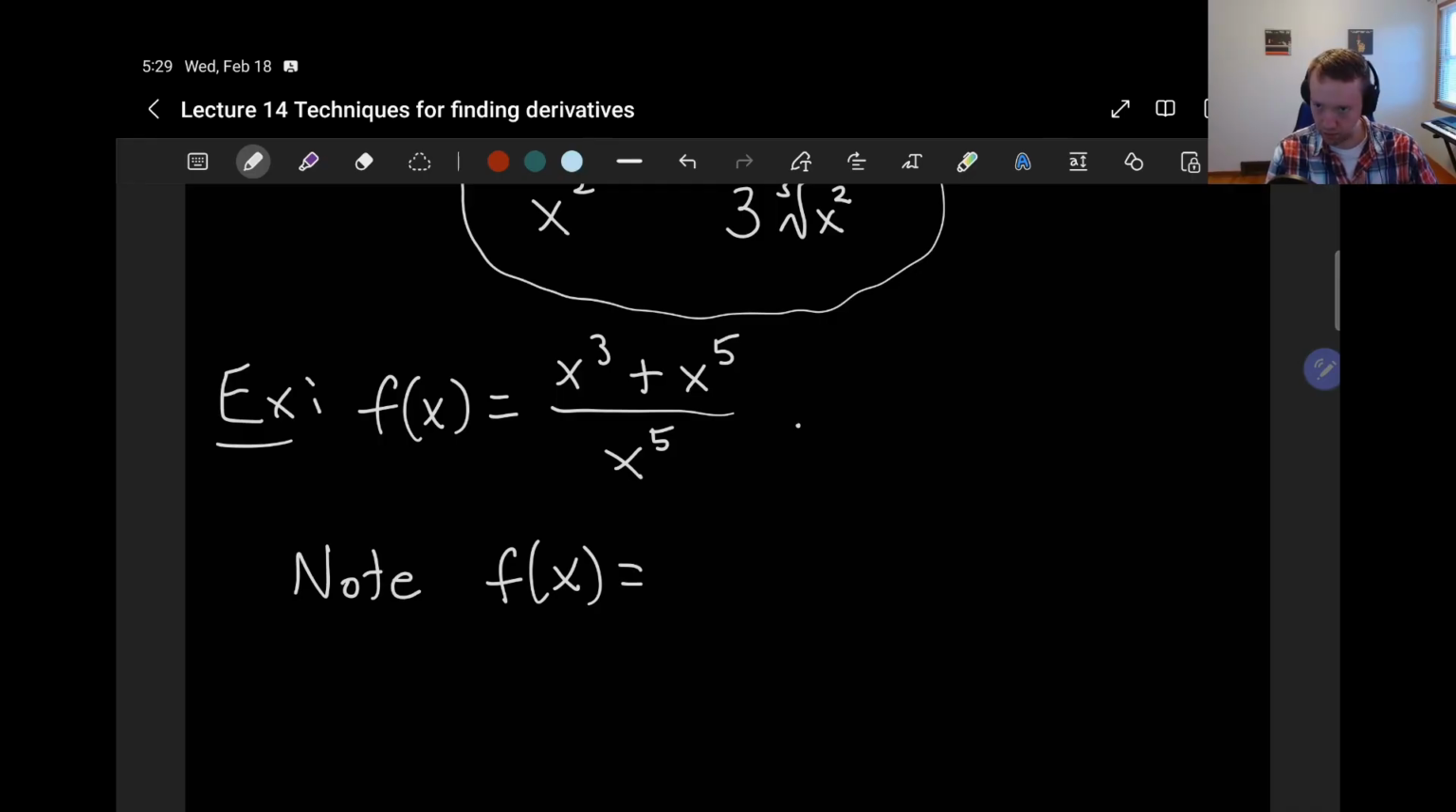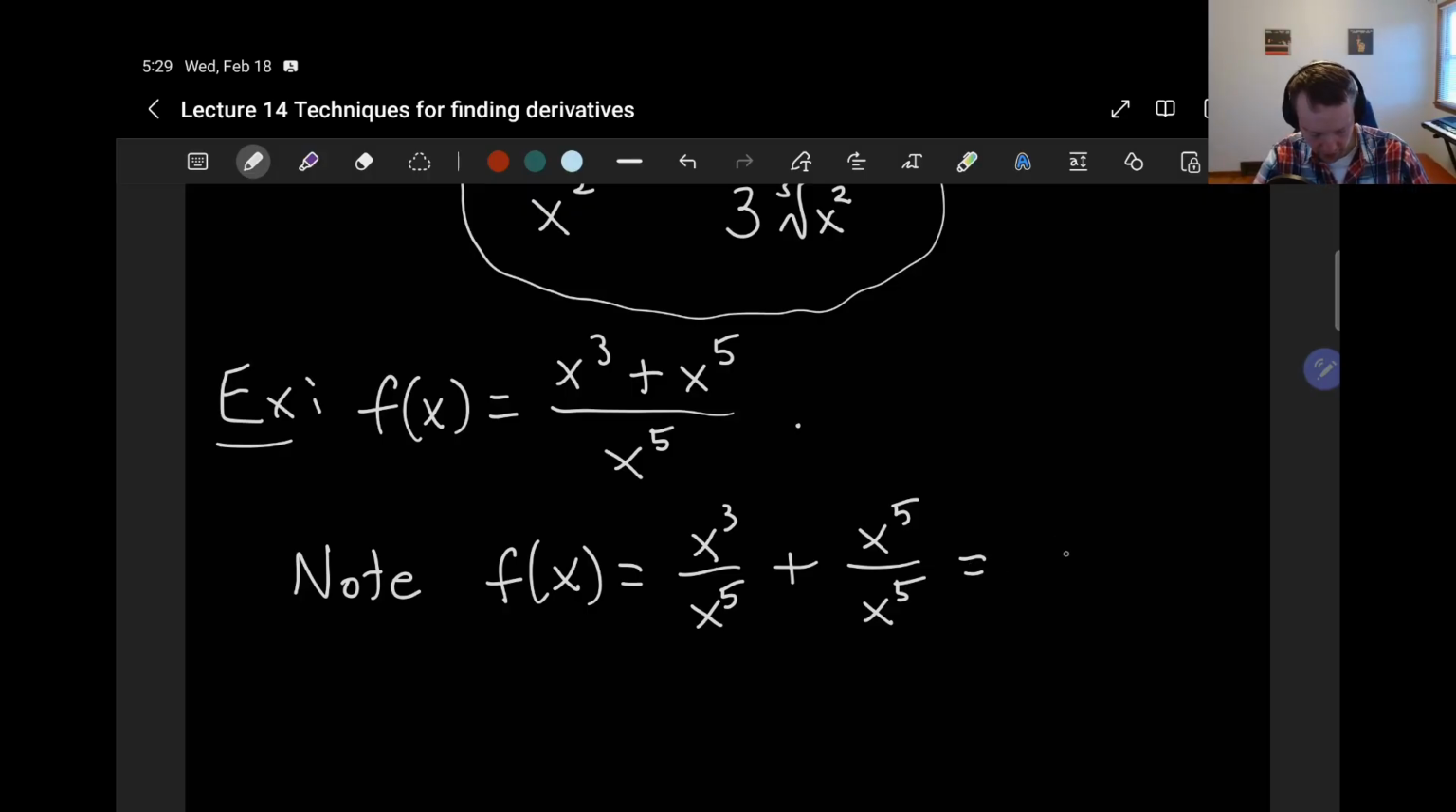f of x can be rewritten as x cubed over x to the fifth plus x to the fifth over x to the fifth. So, sum of two fractions with that same common denominator. I haven't done any fancy derivative rules yet. I'm just rewriting the original function. And now we are poised to be able to take the derivative.